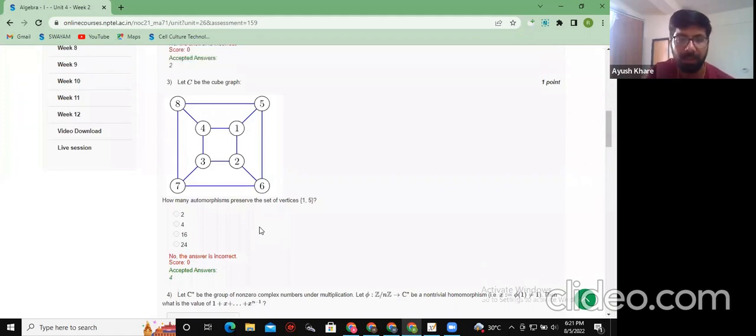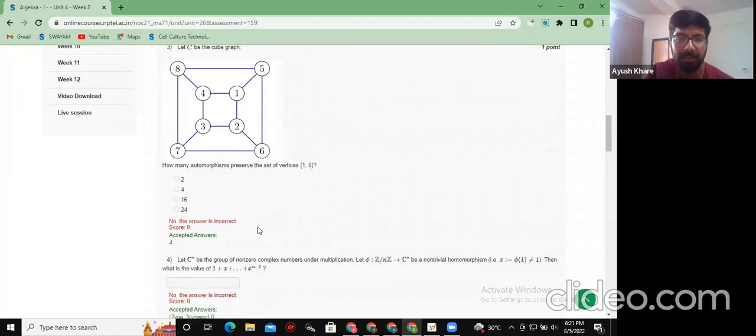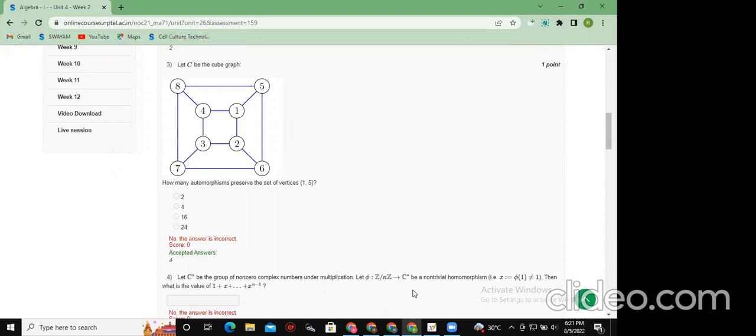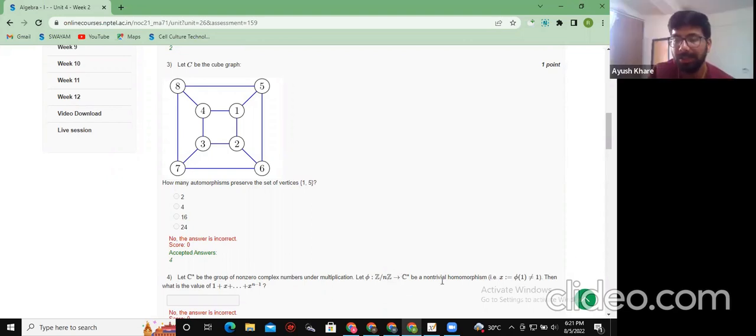Question number 4. This says let C star be the group of non-zero complex numbers under multiplication, and phi is a non-trivial homomorphism from Z modulo nZ to C star such that x, which is the image of 1, is non-trivial. Then what is the value of this expression?